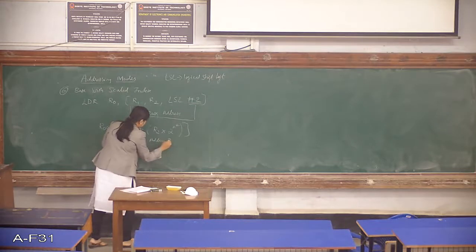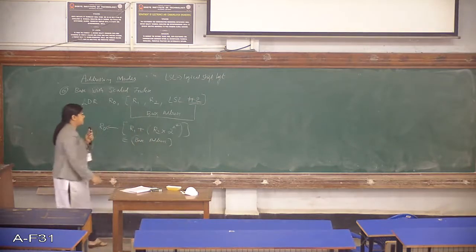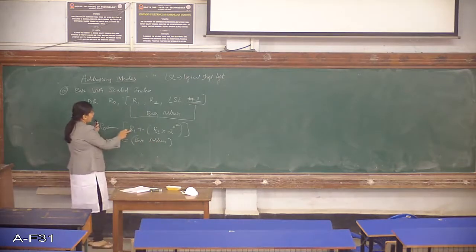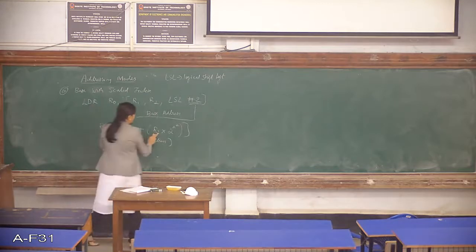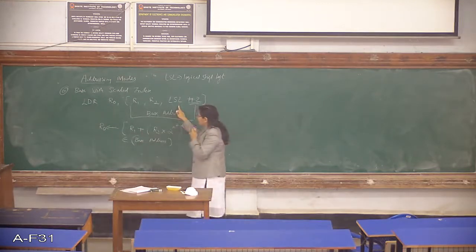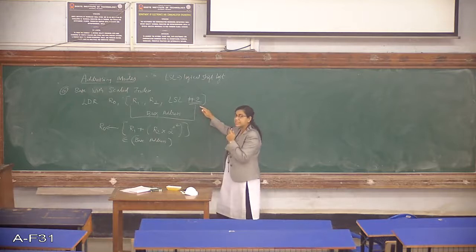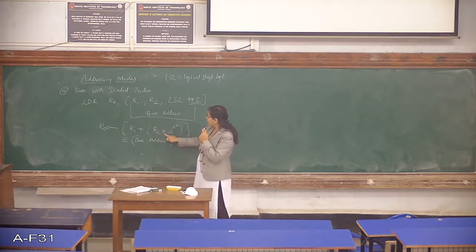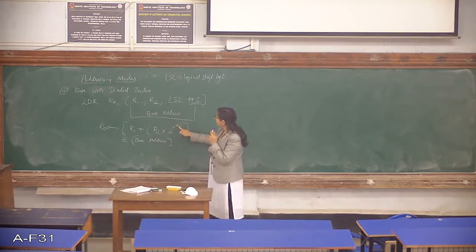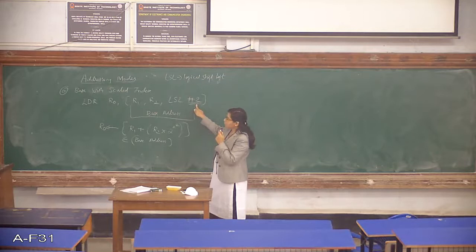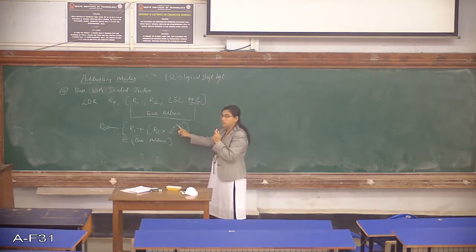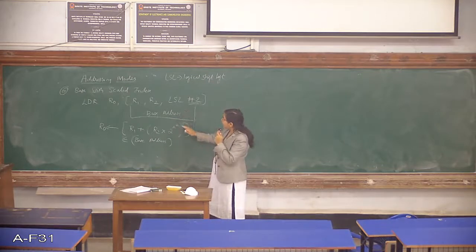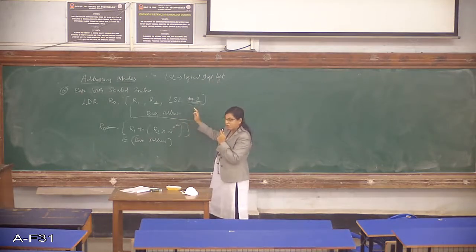This is going to give you the base address here. So you're going to add R1 with R2. Logical shift left is nothing but multiplying, so it gives you the multiplication operation. So you're going to have R2 into 2 raised to 2. If you shift left by 2, that means you're multiplying it by 2 raised to 2. So this is regarding the logical shift left operation.